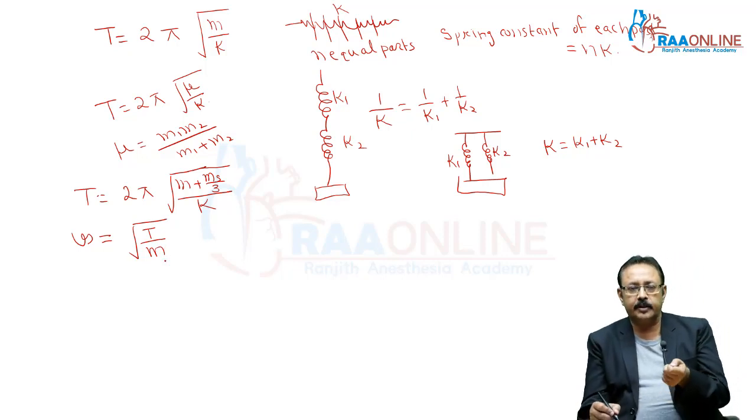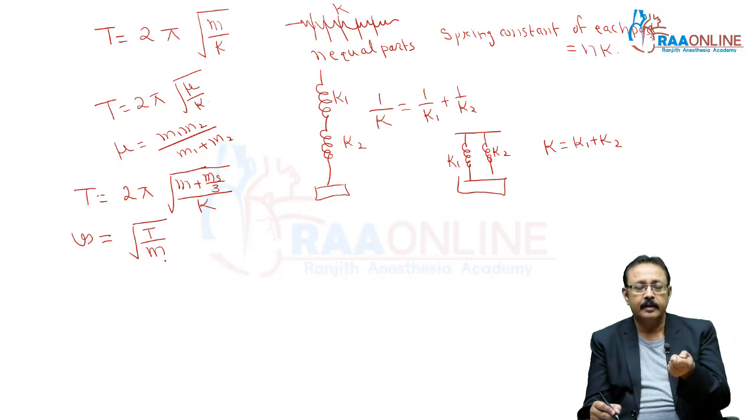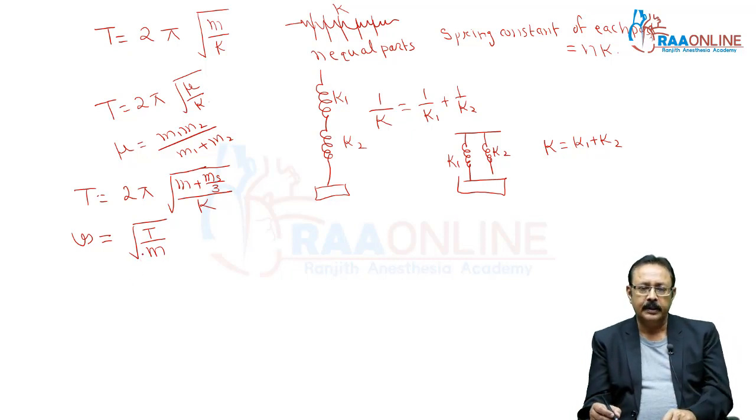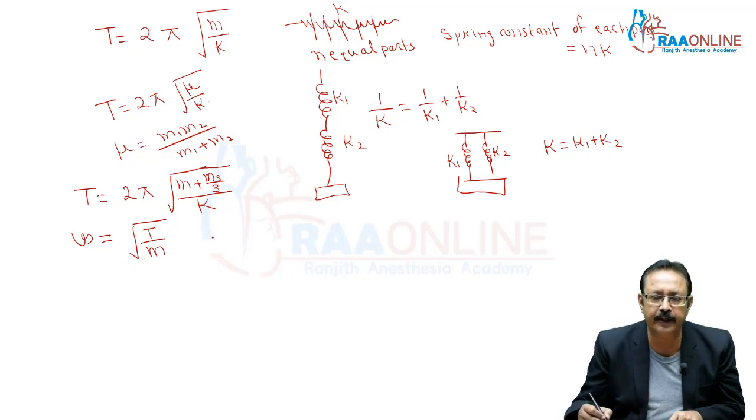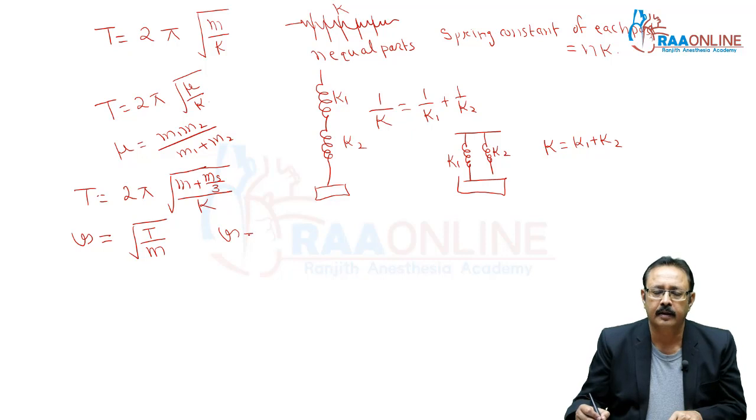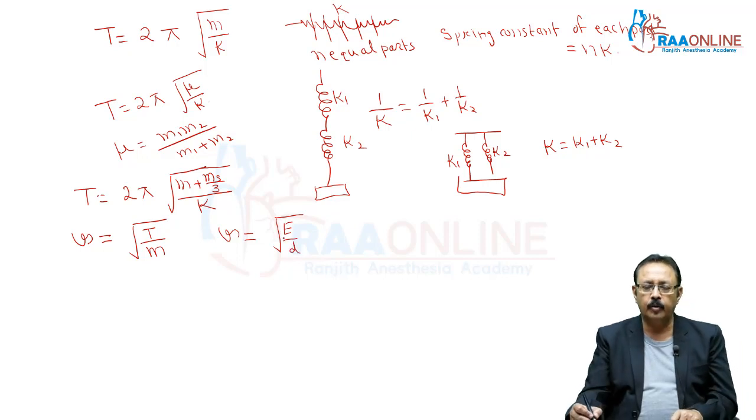If you give a jerk to a string which is fixed at one end, the waves produced in the string are transverse waves. T is the tension in the string and m is the mass per unit length of that string. The formula for v is root T over m, and the formula for longitudinal waves, meaning sound waves, is root E upon D, under root coefficient of elasticity upon density.